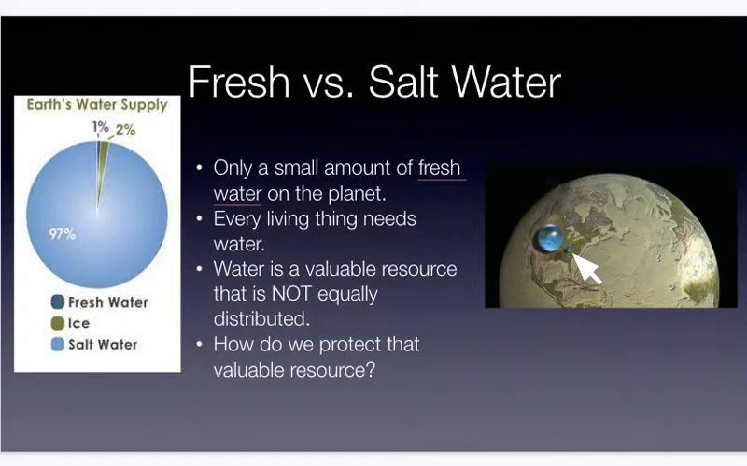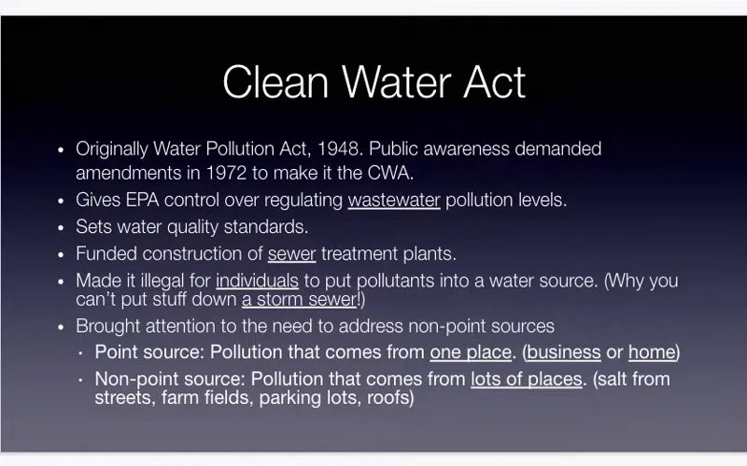So not everybody gets some. You'll hear that often, like when we talk about droughts in California or Texas, but also it happens on a global scale as well. And so here in America, we've passed the Clean Water Act. It started in 1948 as the Water Pollution Act, but then it was amended in 1972. It gives the EPA control over wastewater.